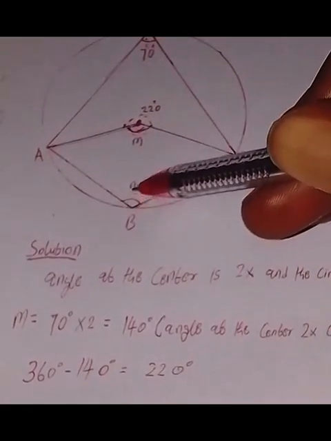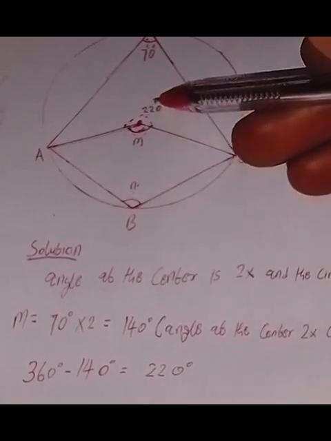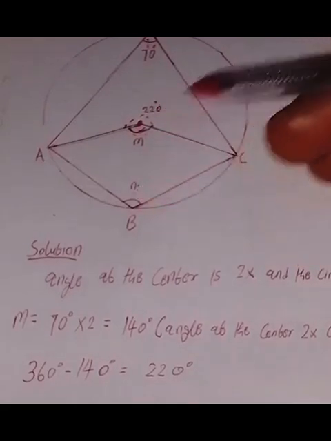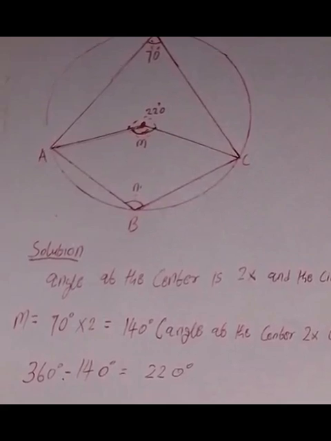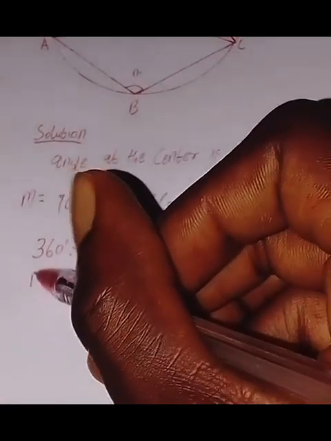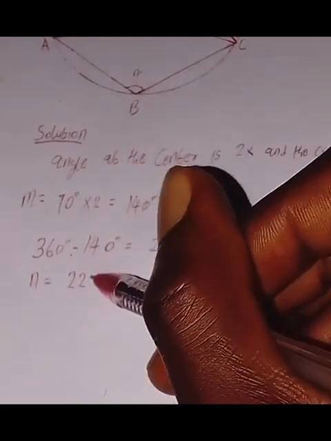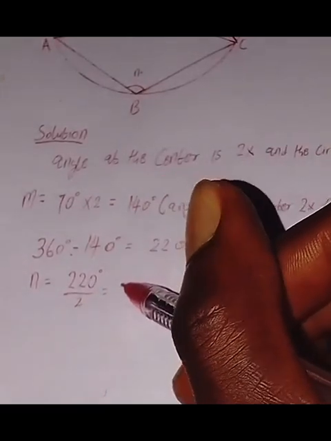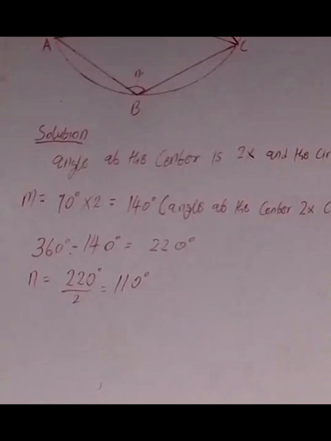So for us to get the remaining N we are looking for, since the angle at the center is twice the angle at the circumference, this is at the center. To get the angle at the circumference here, it will be divided by 2. So it's 220 divided by 2. So N equals 220 degrees divided by 2, and that will give us 110 degrees.